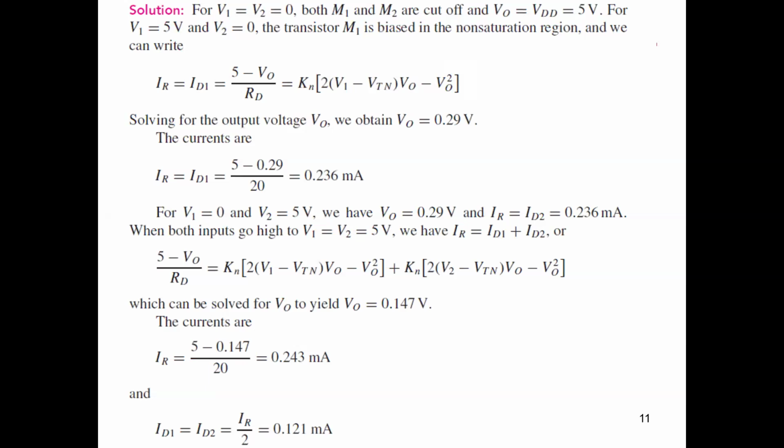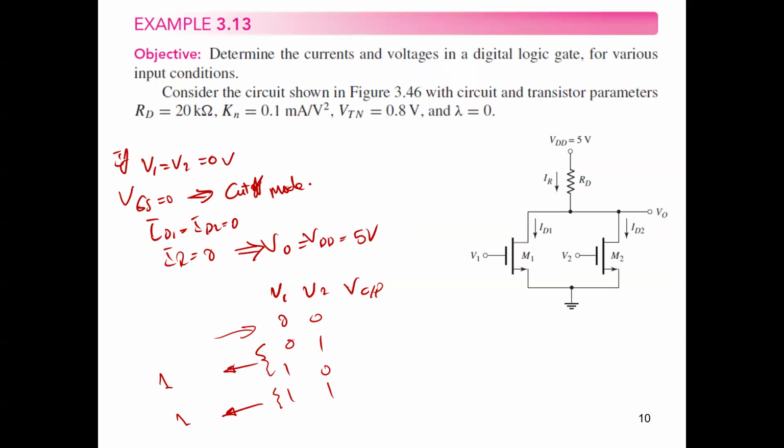So let's go first with the case where one of the MOSFETs is on. For V1 equals 5 volts and V2 equals 0, transistor 1 is biased in the non-saturation region, and we can write IR equals ID1 because the other MOSFET will be off. This is according to the circuit, guys. Let me get the circuit here in this slide.